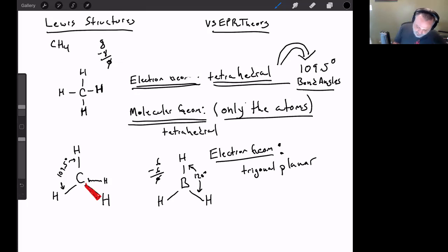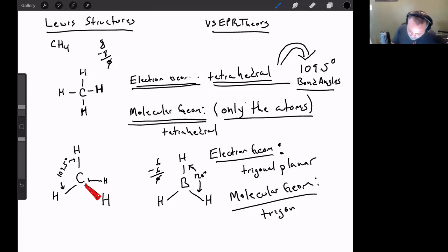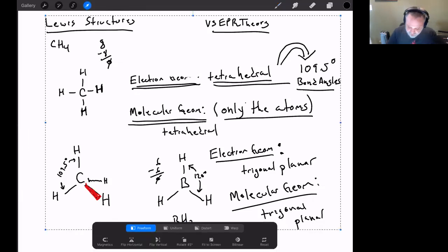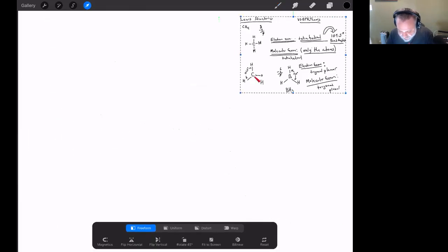All right, and so what's the molecular geometry? Well, the molecular geometry is the same, again, because there are no lone pairs. Remember that the molecular geometry describes the shape of the molecule, but only considering the atoms. All right, so this is a couple of basic situations, CH4 and BH3, when you have things that don't have lone pairs. But let's take a look at what happens when we do have lone pairs.